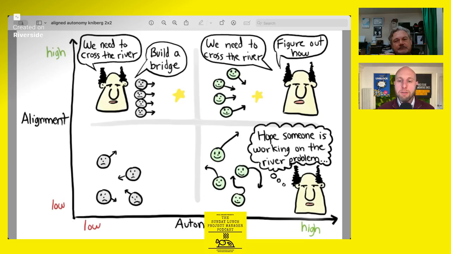It's about giving teams the autonomy to solve the business problems that you tell them they must solve. That's ultimately high autonomy and high alignment.